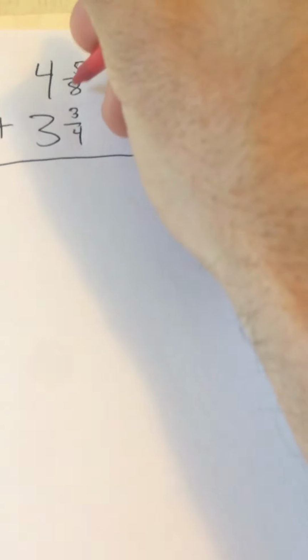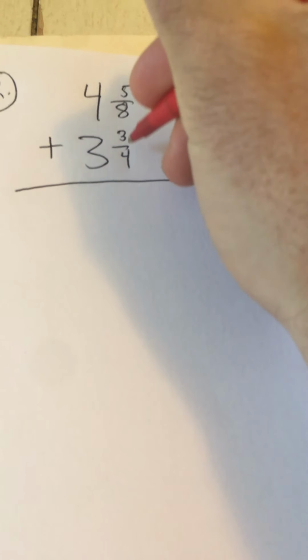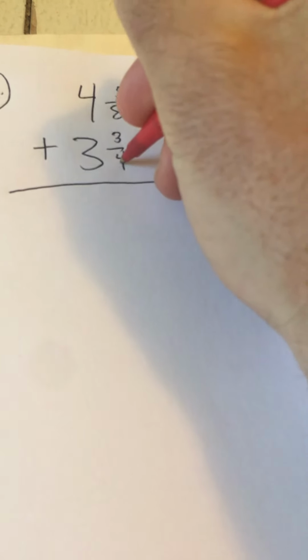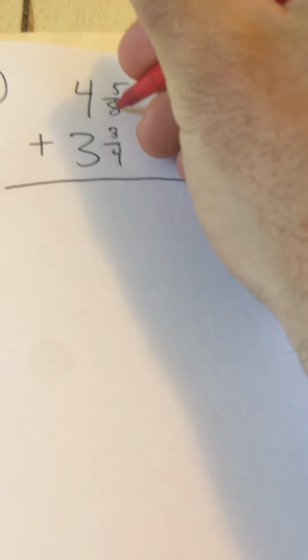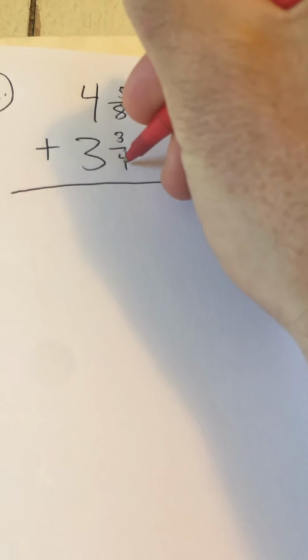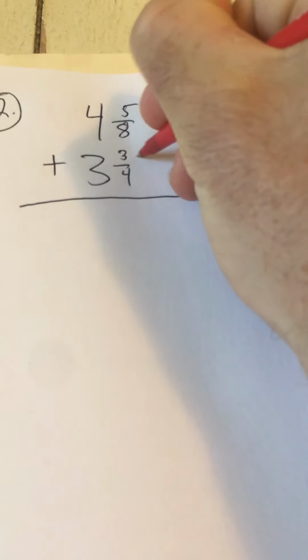Okay, so the problem here is we have eighths and fourths. Those are different size pieces. So that means this whole is broken up into 8 equal pieces, and this whole is broken up into 4 equal pieces. So we need to make them so that they're the same.